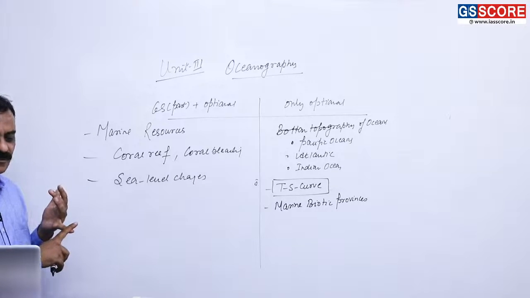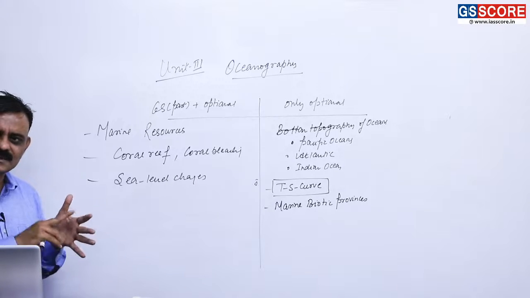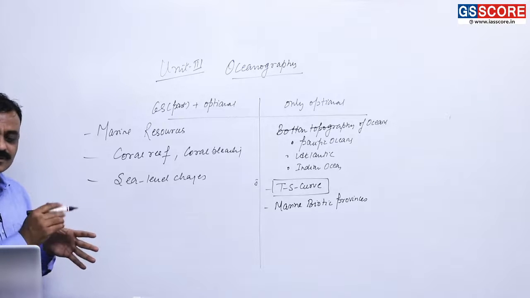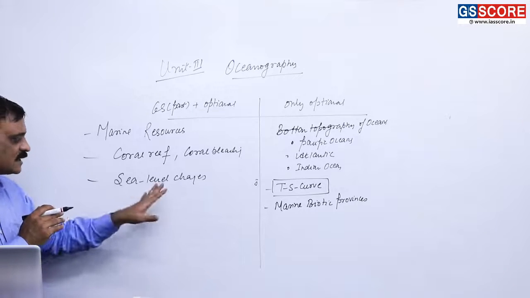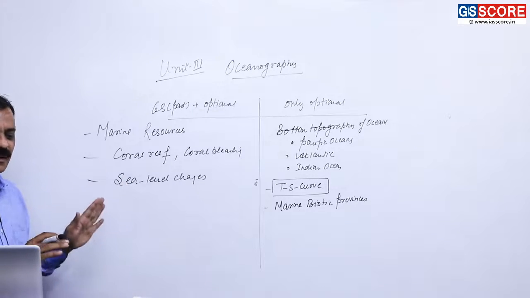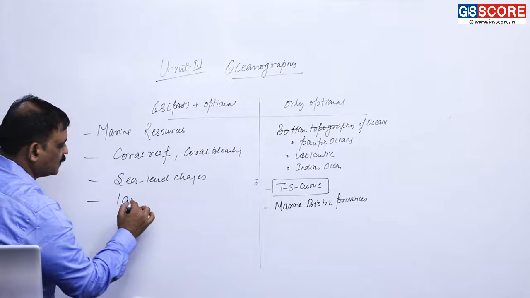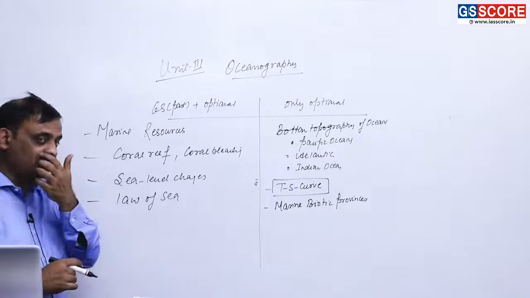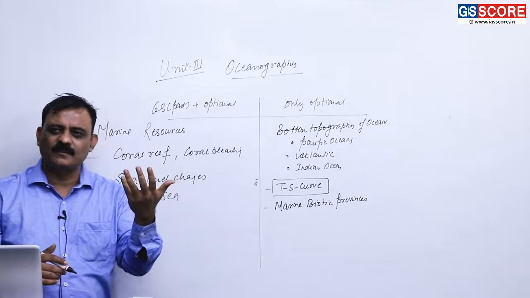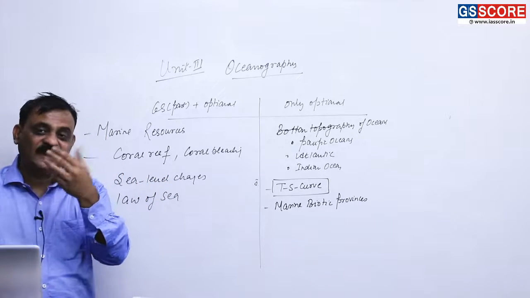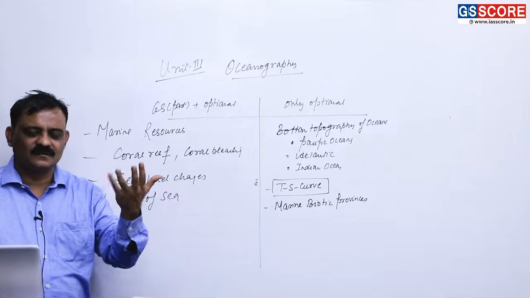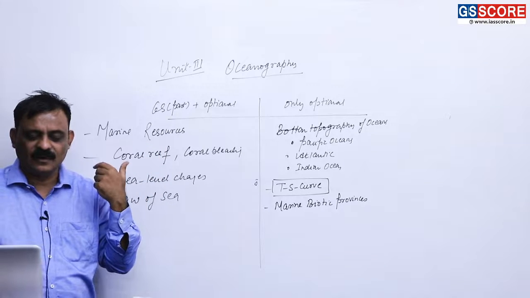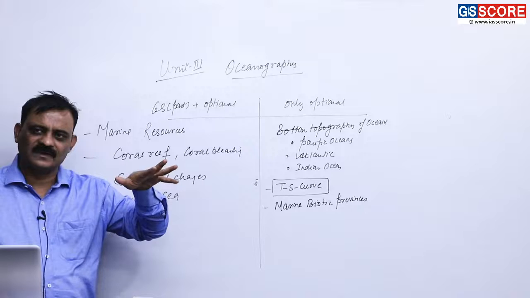Within that, tectonic changes, isostatic changes and eustatic changes are all part of the sea level changes you need to study. And then the laws of the sea, in terms of marginal sea, territorial water, exclusive economic zone, and contiguous zone. These are some of the terms we study in the context of the demarcation of sea boundaries.